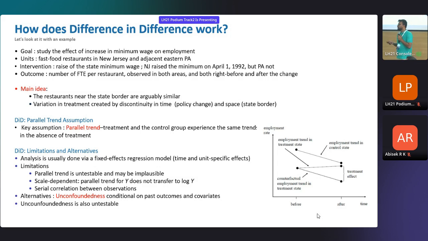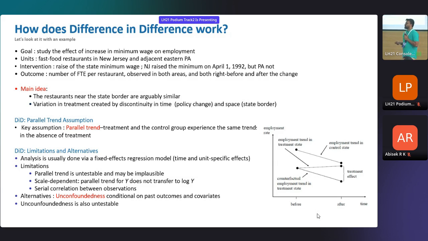So where are we looking? What are our units? Fast food restaurants across New Jersey and eastern Pennsylvania. Now, the intervention: raise the state minimum wage. New Jersey raised it, but Pennsylvania didn't. And the outcome is the number of FTE, the full-time employees per restaurant, observed in both these areas, both right before and after this change. What is this change? The change is this intervention, raising the state minimum wage.